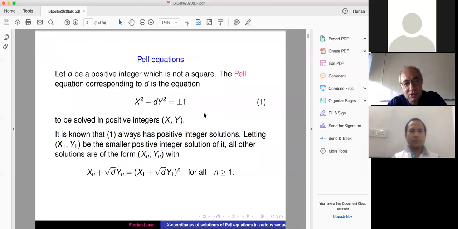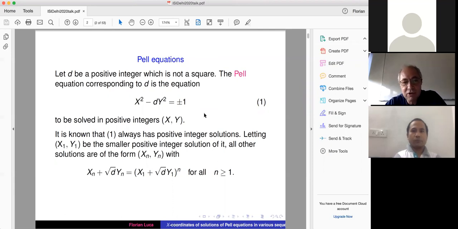You see, if d is a square, then the left-hand side would factor into two linear things. The product is plus minus 1. This gives you a few possibilities. So if d is a square, 1 will not have solutions. But if d is not a square, at least when the right-hand side is positive 1, it always has a solution. That's a theorem. Sometimes for certain d's, it has a solution with negative 1.